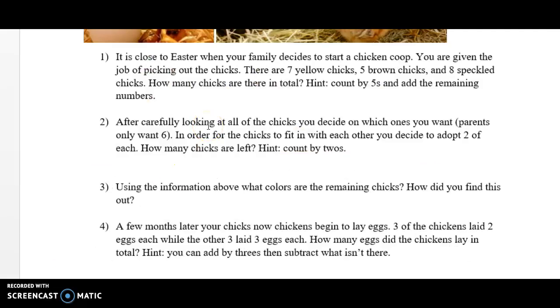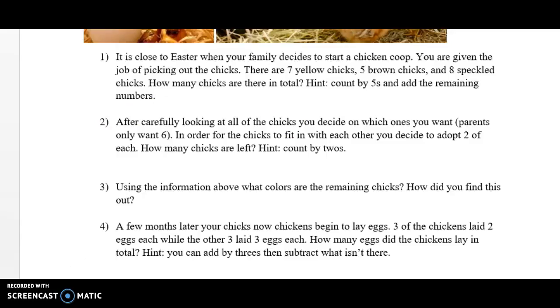With the second question, you're told that you only want 6, and you decide to adopt 2 of each. So you're supposed to find out how many chicks are left, counting by 2s. Once again, the easiest way that I saw them do it was 20 minus 6 is 14, so there are 14 left, and then you can count by 2s up. But you don't really need to count by 2s if you already are familiar with addition and subtraction.